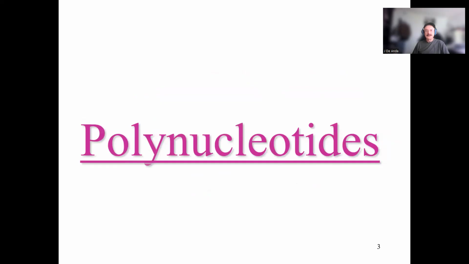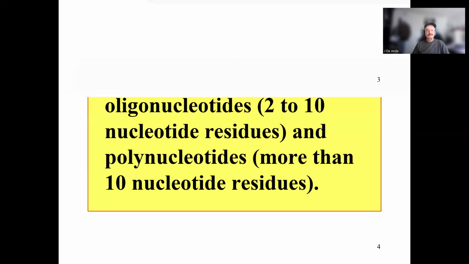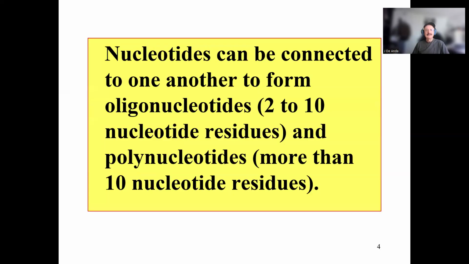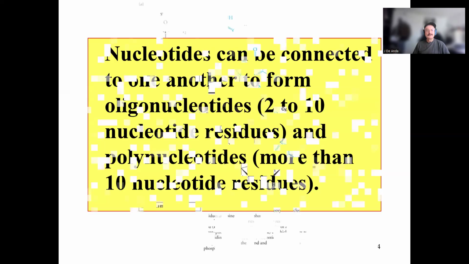Remember that, as we've discussed before, the way biological molecules are assembled, you start with certain building blocks which you link up to form the oligo and poly, whether it's saccharides, peptides, and now nucleotides. So nucleotides can be connected to form oligonucleotides, and as before with oligopeptides and oligosaccharides, we're going to call this a chain of between 2 to 10 nucleotide residues. Polynucleotides would be more than 10 nucleotide residues.